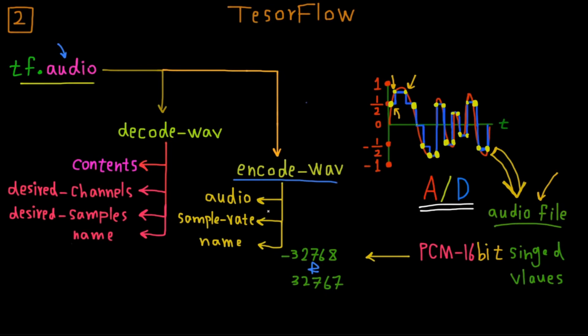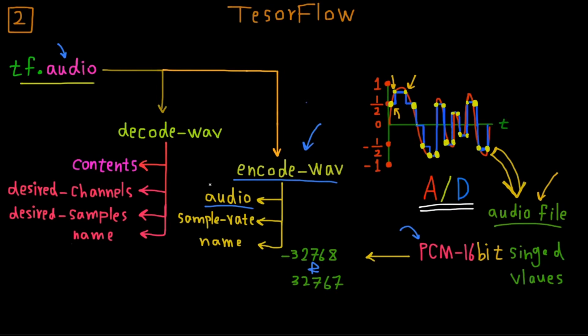Now let's go to the encode wave function. This function has a bunch of arguments. The first one, audio. The second one, sample rate, and the last one, name. This function encodes the audio data using the wave file format. It will generate a string that will be suitable to be saved out to create a .wav audio file. It will be encoded in PCM 16-bit format. The encode wave function takes in float values from -1 to 1, and any values outside that range will be clamped to that range.